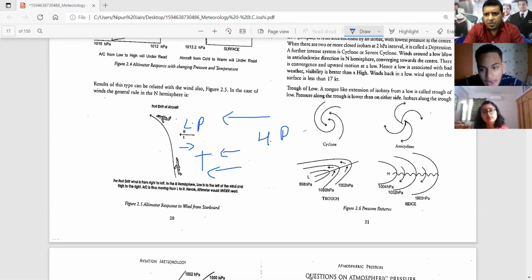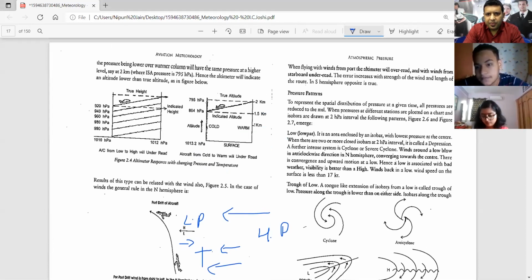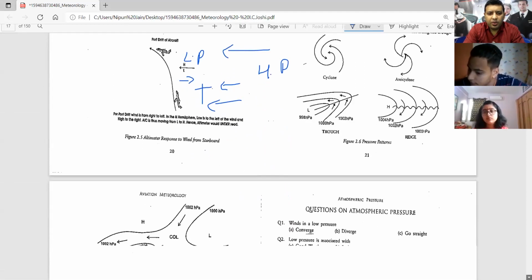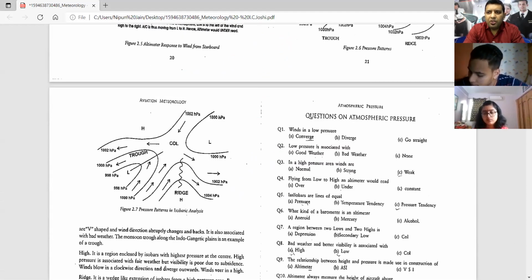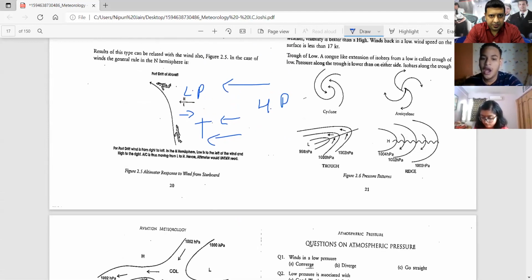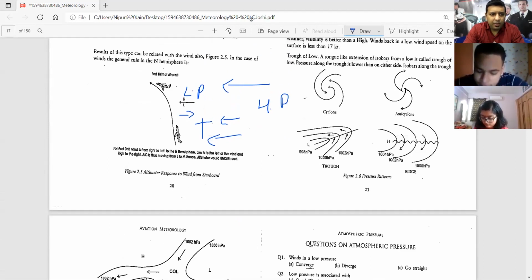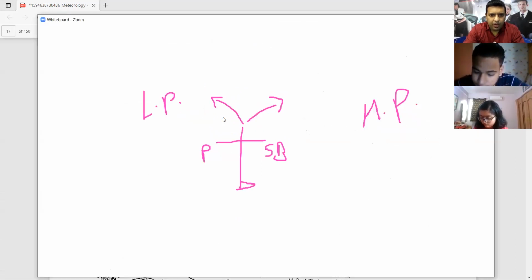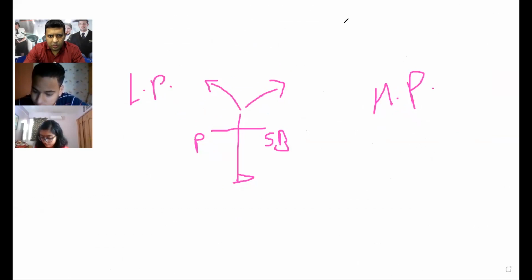Next is pressure systems. This is a diagram that you need to make and you need to understand. This will be with you for the rest of your life. What I am teaching today will be with you for the rest of your life. So please draw this. All right.